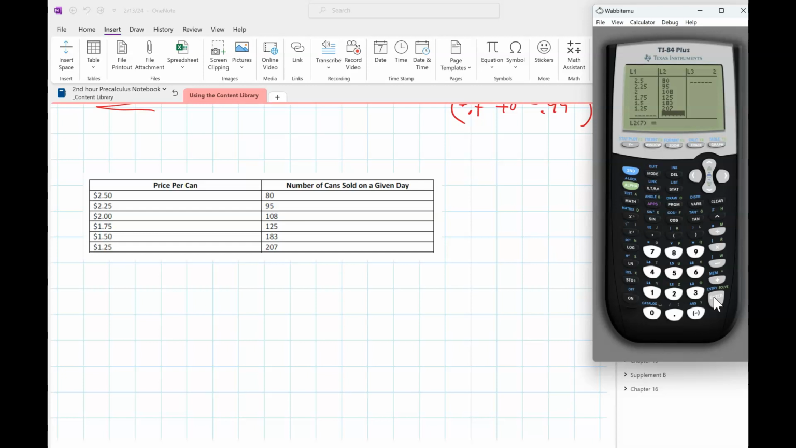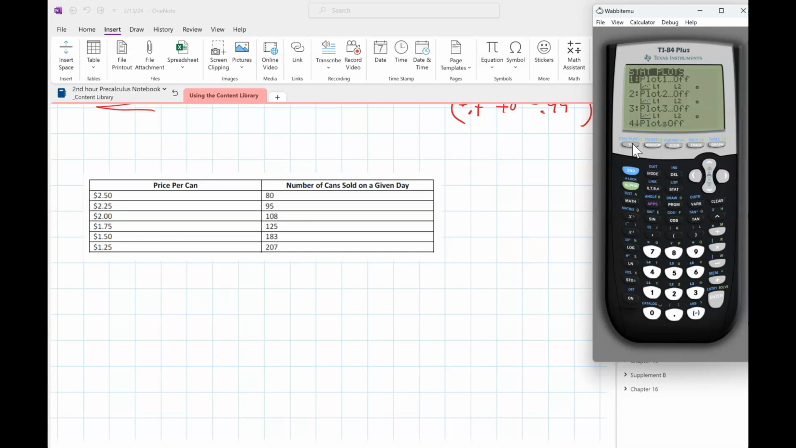All right. Now I'm going to exit out of here. So I'm going to press second and the mode button to exit to the main screen. Now I'm going to go to the y equals menu. Oh, not the y equals menu. I'm going to go to the stat plot menu, which is second y equals.